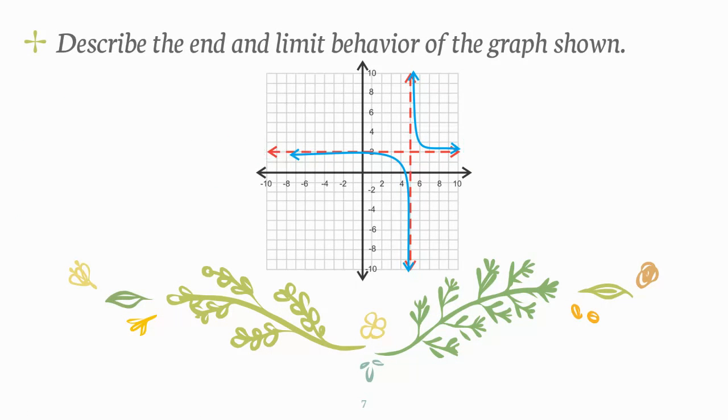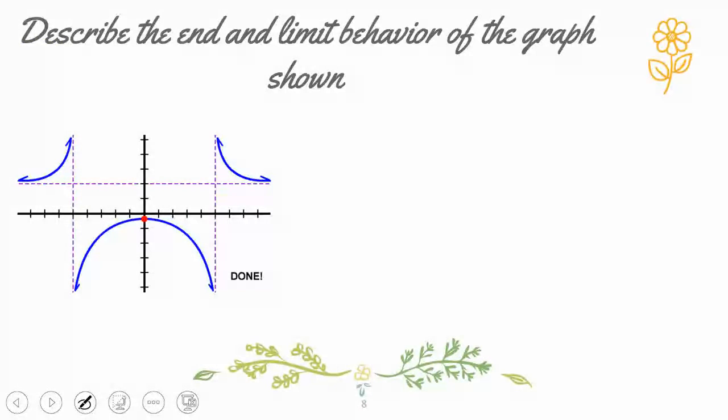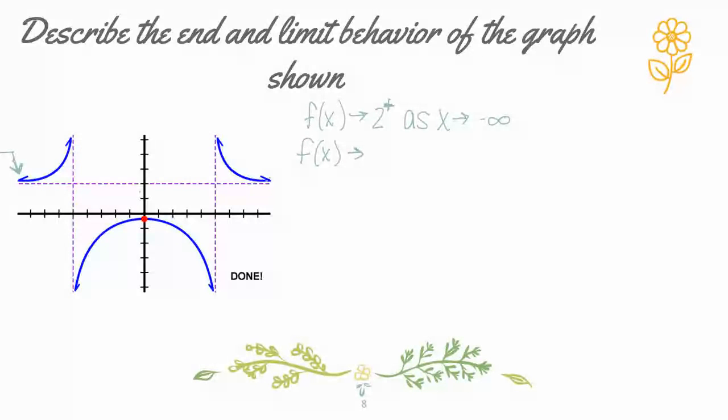Let's try another one. This graph is going to have a bunch of end and limit behavior because I've got a bunch of pieces. So again, I'm going to start with the end behavior, looking at the left side of the graph here. The graph is approaching 2 from the top, so 2 plus, as x is approaching negative infinity. Then I'm going to pop over to the right. Same thing is happening.